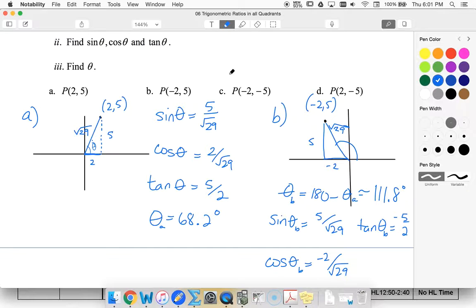I'm going to leave you to try C and D on your own. I'm going to write up the solutions for you to look at, but I want you to think about your reference angle and what your value should be. For theta b, since we're in quadrant 2, we know it should be between 90 and 180, and sure enough it is.